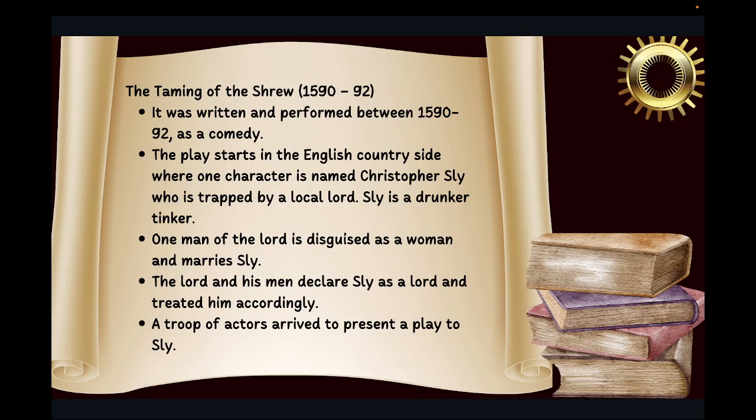The play starts in the English countryside where one character is named Christopher Sly, who is trapped by a local lord. Sly is a drunkard, basically. One man of the lord is disguised as a woman and marries Sly. The lord and his men declare Sly as a lord and treat him accordingly. A troupe of actors arrive to present a play to Sly.